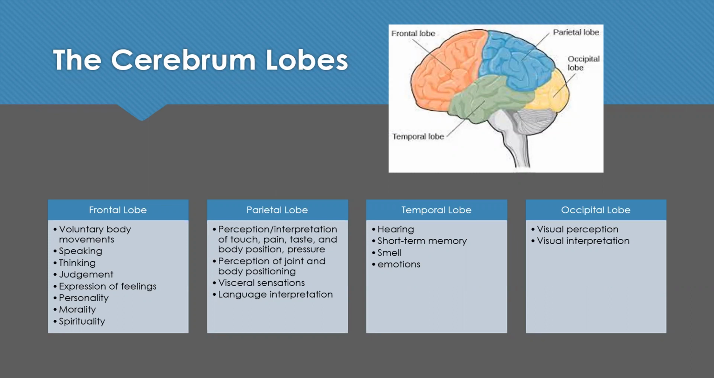The parietal lobe is involved with perception and interpretation of touch, pain, taste, body positioning, and pressure. It also allows us to have perception of our joints and body positioning. It regulates visceral sensations and language interpretation. The temporal lobe is involved with hearing, short-term memory, smell, and emotions. And the occipital lobe is involved with visual perception and visual interpretation.